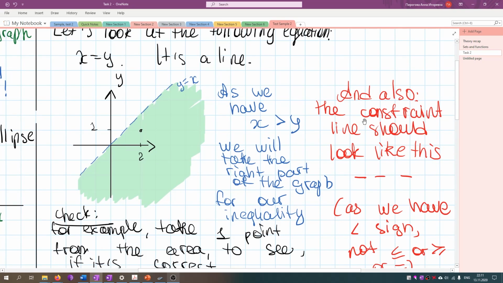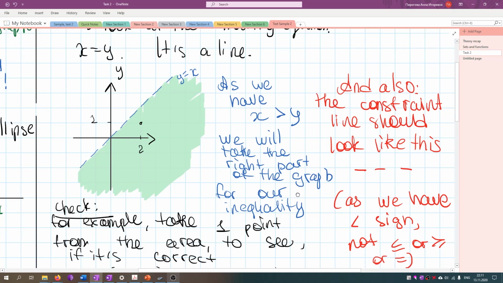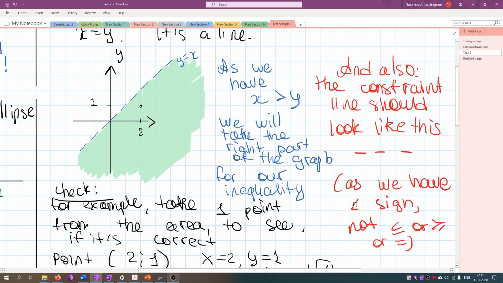Speaking about our line, it should not be solid because we have a strict inequality. So we must exclude this line from our set. If we had something like less or equal to, greater or equal to, or equal to, in this case we will not exclude the line from the set.